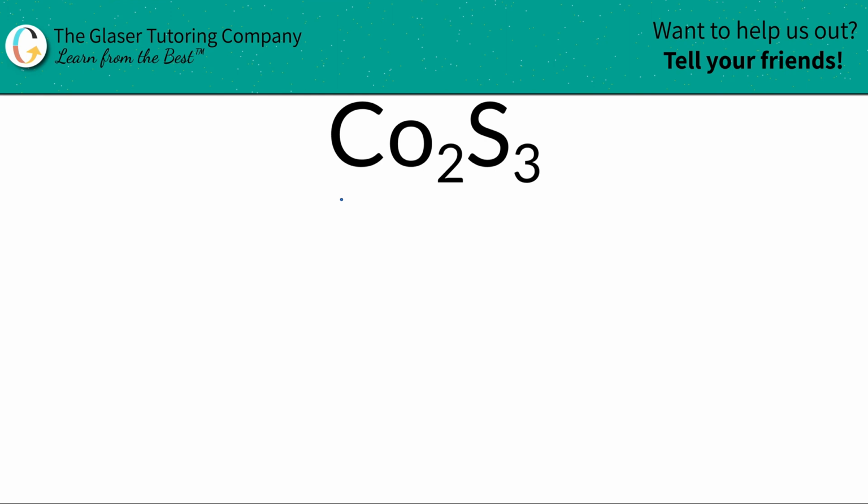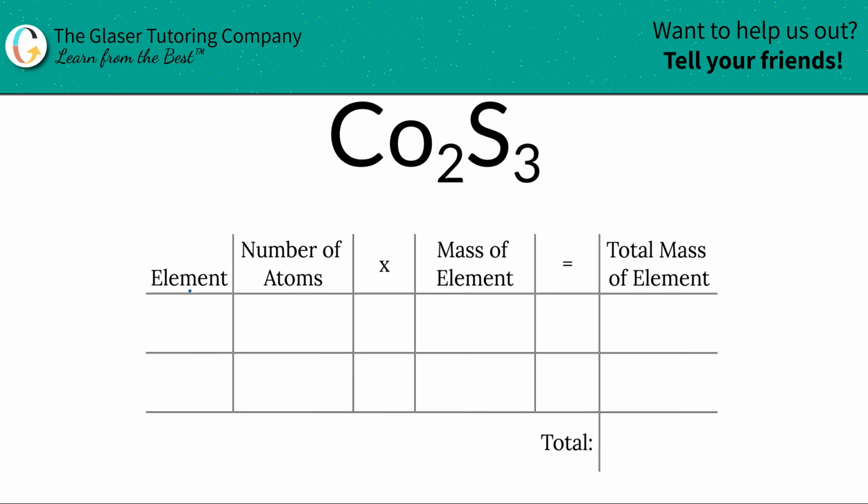How do we find the mass percent of cobalt and sulfur in cobalt-3 sulfide? Well, first thing is we've got to find the total mass, and then we can find those percentages. So let's take a look at a table to help us organize our thoughts. So the first thing we have to do is fill out the elements that we see in the compound.